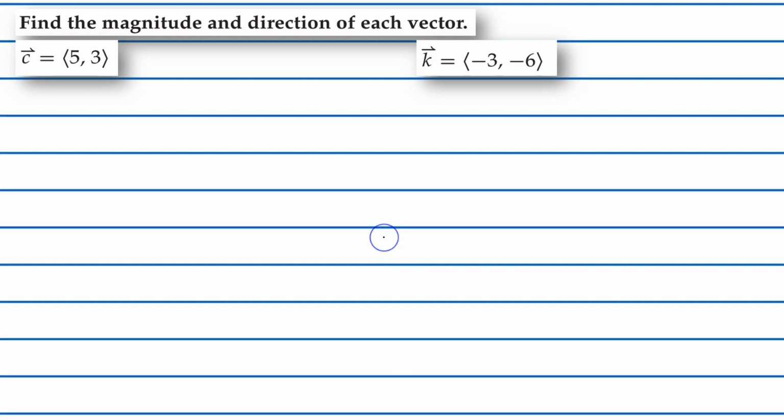Alright, next we want to find the magnitude and direction for each vector. So here we have vector C that we're going to start with. Think about these as x's and y's. X is showing the horizontal change, and then use that triangle, horizontal change. And y is showing the vertical change. So horizontal change of 5. I'm going to make a line. Think about the horizon. So that's 5.